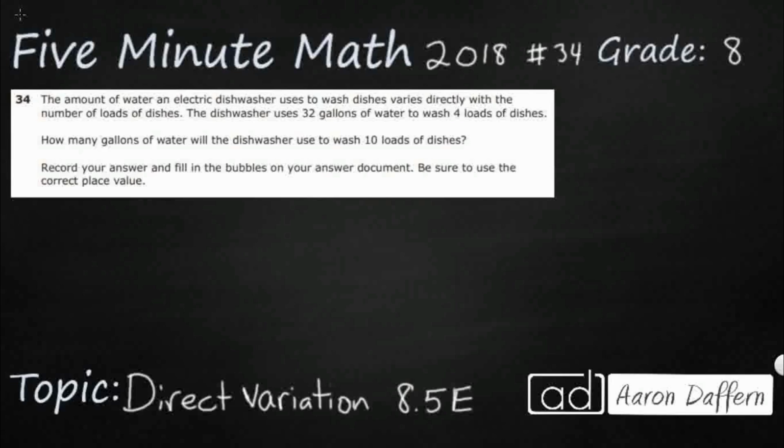Today we are looking at the 8th grade concept of direct variation. This is standard 8.5E in the great state of Texas, and we are using item number 34 off the 2018 released STAAR test. If you have not done so already, please go ahead and take a moment to pause the video, work this problem out on your own, unpause it, and we will look at our answers together.